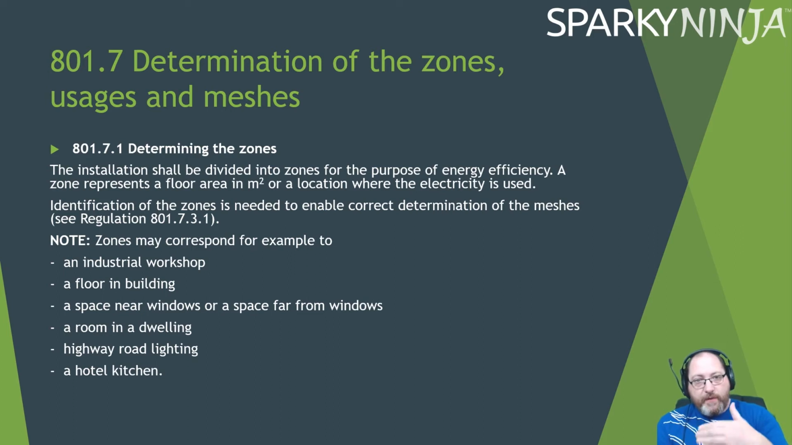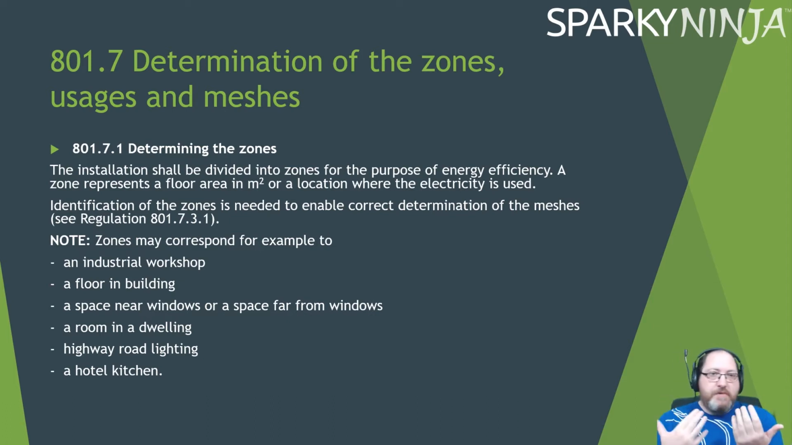So nearer the windows will be one mesh and farther from the windows will be another, because they want to work independently of each other. We can have the ones nearer the window off more, so the daylight will do the job. A room in a dwelling, highway road lighting, or a hotel kitchen. You get the idea. These are characteristics where there's a change in power demand from one point to another. It could be a specific piece of equipment or a location.